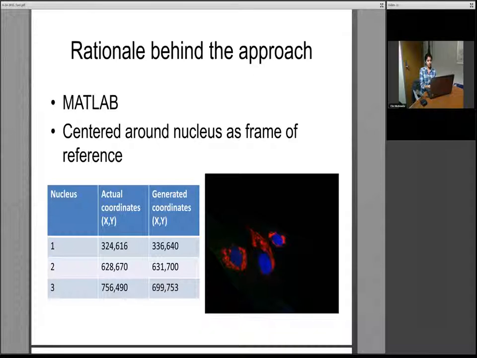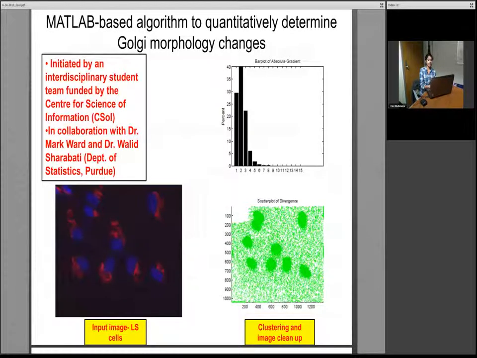So we have been working on this for over a year, and over time we had another faculty member from the Department of Statistics, Dr. Walid Sharabati. He works at Purdue in the statistics department. So he also joined the team, and this team was headed by Dr. Claudio Aguilar and Dr. Mark Ward, who is from statistics, and Dr. Walid joined us and guided the students in the team in creating a very objective method towards quantitatively assessing the biological phenomena that I was studying.